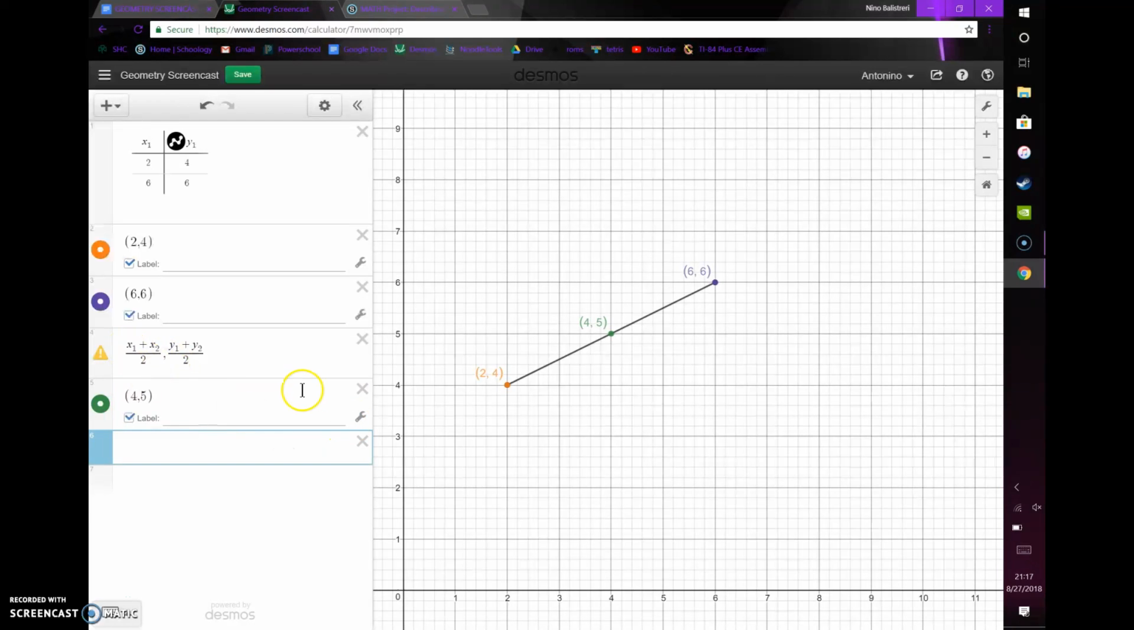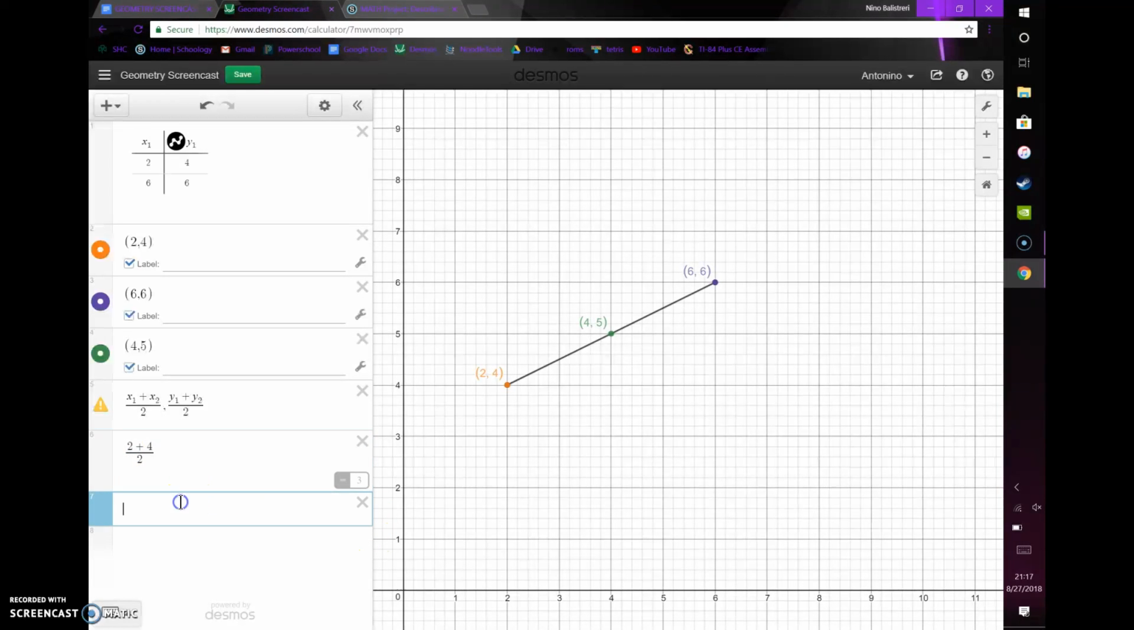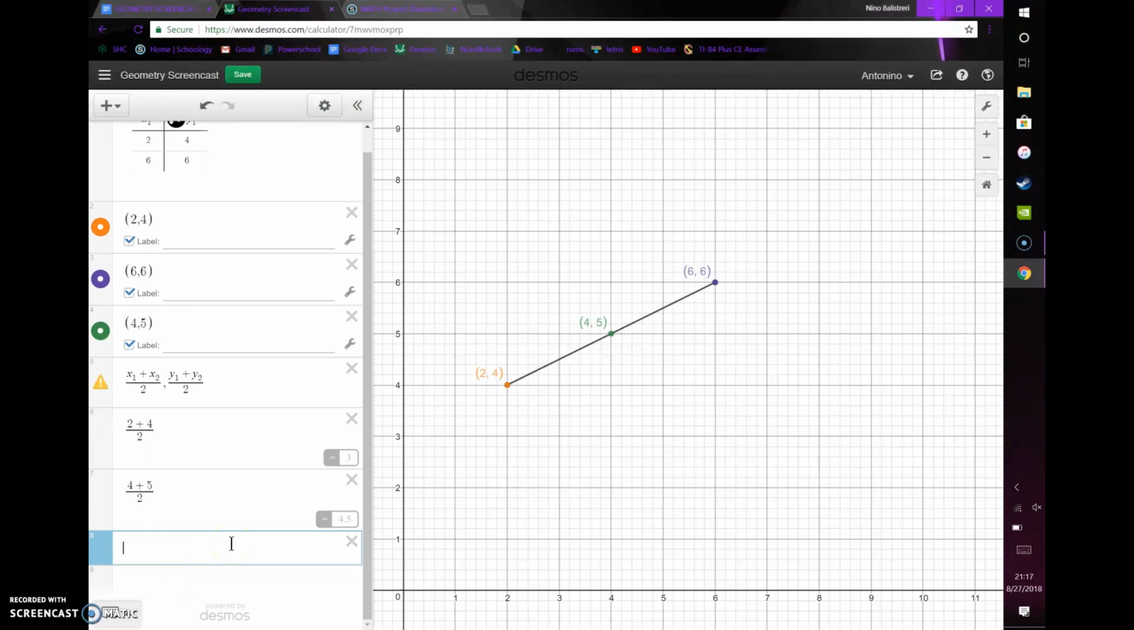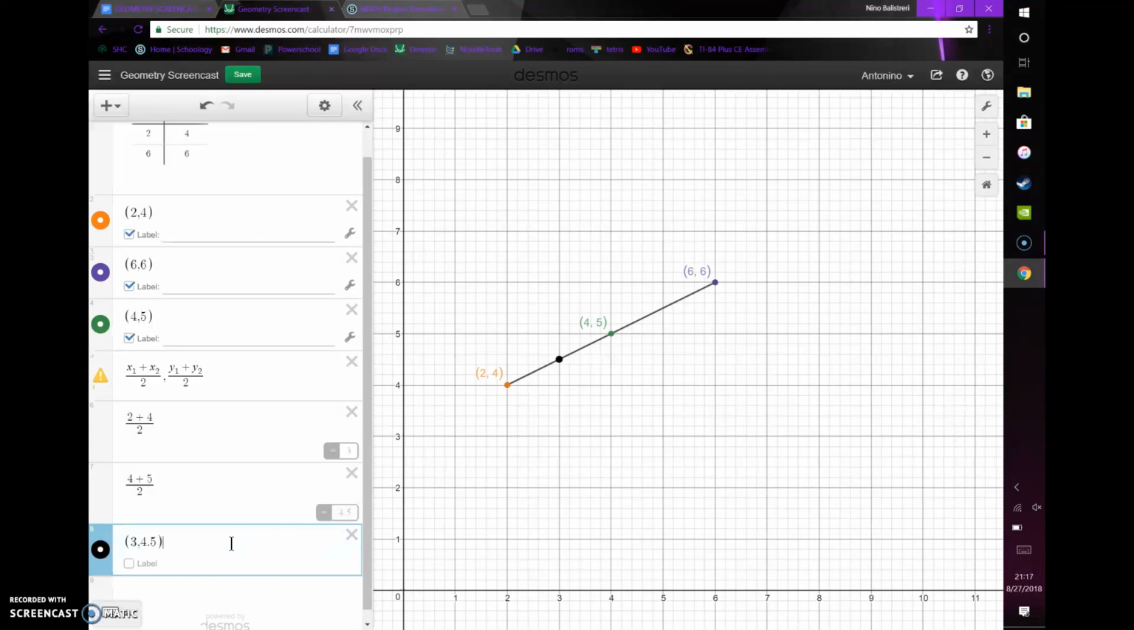So if I take the same formula from up top and I plug it in, 2 plus 4 divided by 2 is 3, and 4 plus 5 divided by 2 is 4.5. This gives us the point (3, 4.5), which is the midpoint for our second line here.